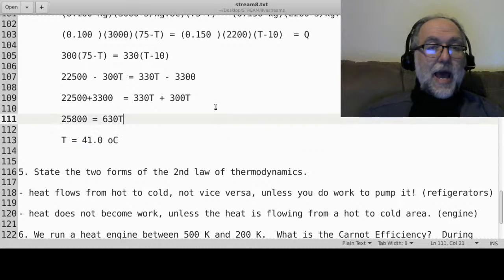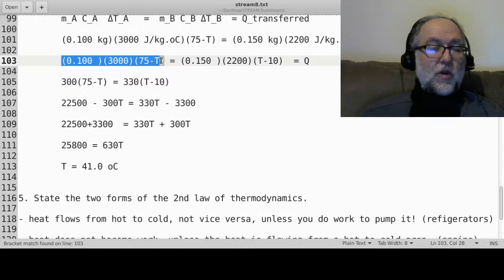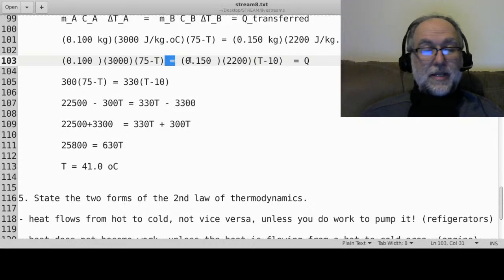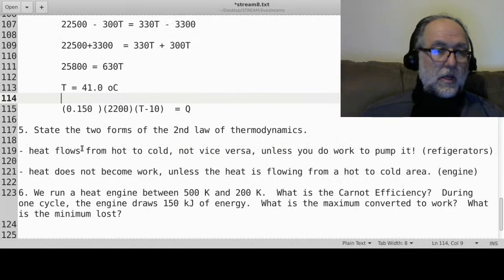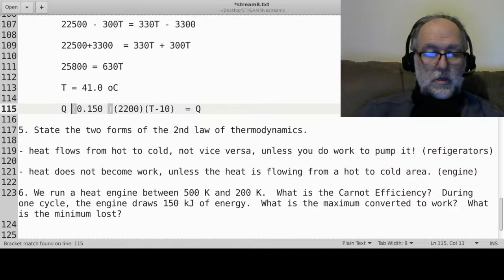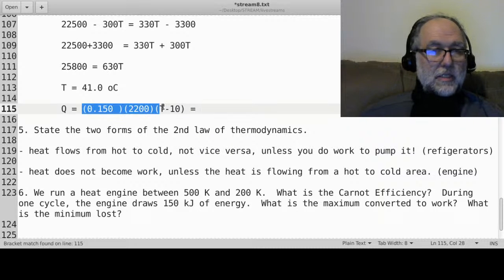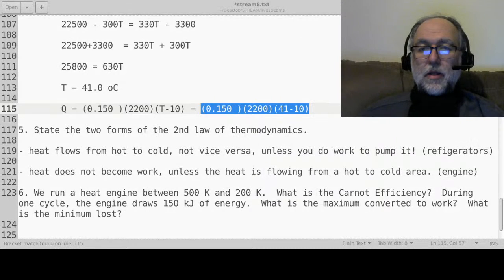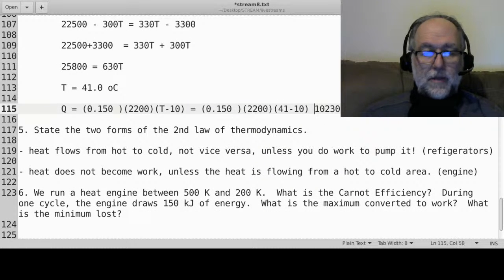So there's the final temperature. And now I asked for the heat transferred. You can plug in that 41 into this side or that side, and you'll get the same answer, because we guaranteed that they're equal, and so we'll just use this one to calculate Q like that. So there's Q, and what is Q? It's the heat transferred. And it's equal to this, but now we know what T is. T is 41. And so what's that going to equal? Well, that will equal this number right here.